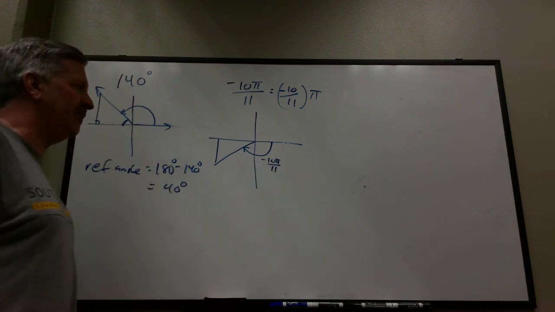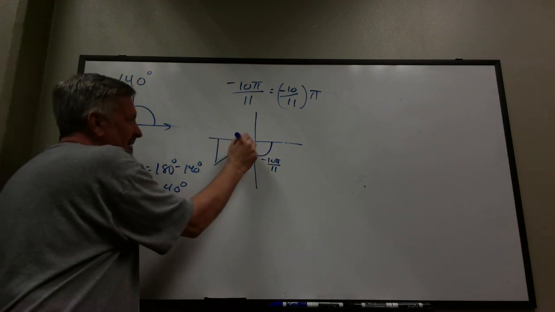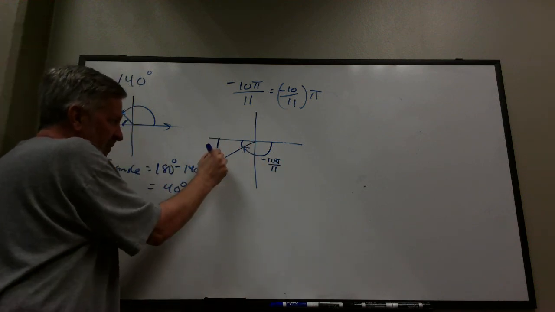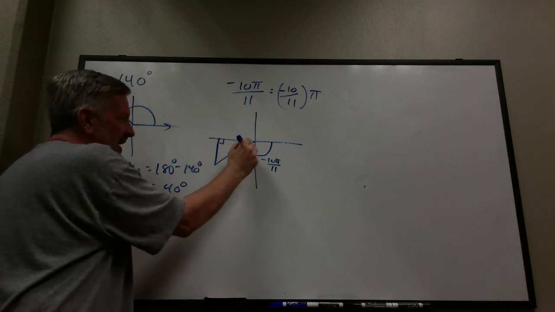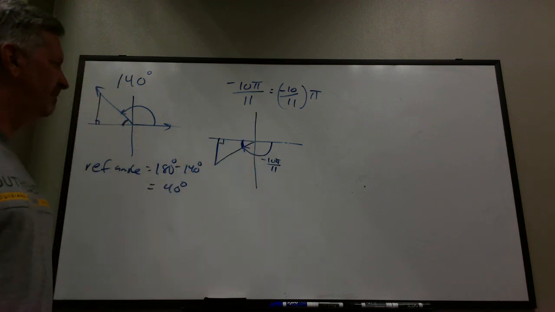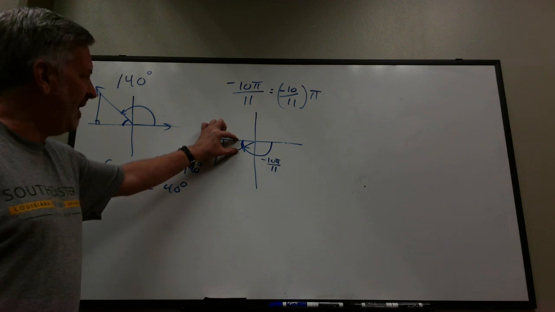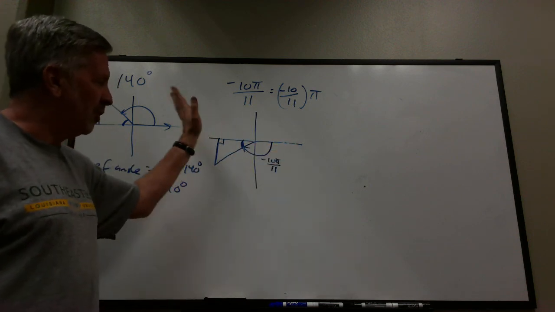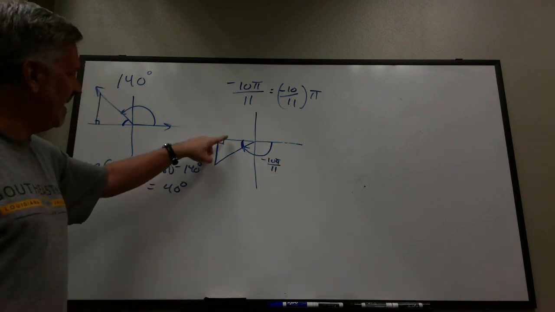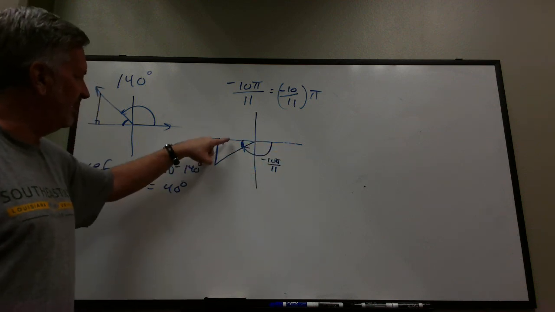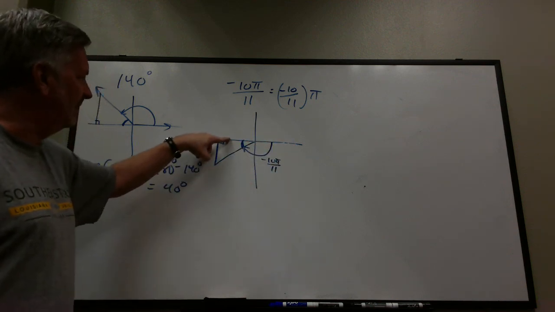Now where's the reference angle? The reference angle is this angle right here. I drew my triangle with a vertical line. The reference angle is the angle in the triangle close to the origin. Now, how do we figure this angle out? Well, I'm ignoring the negative here. That's halfway around. It's negative pi, but just pi.